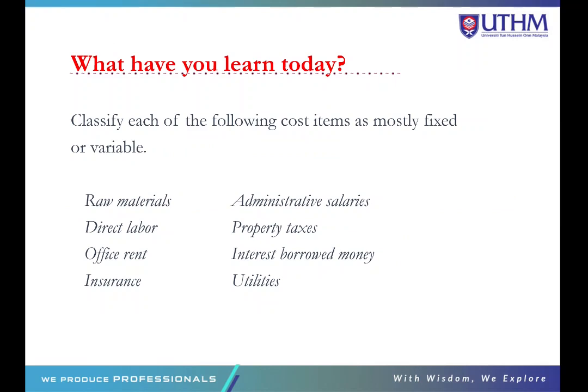Okay, so what have you learned today? At least you can classify each of the following cost items as mostly fixed or variable. Okay, are raw materials fixed or variable? Direct labor, office rent, insurance, administrative salaries, property taxes, interest on borrowed money, and utilities. Try to differentiate between these fixed and variable costs.